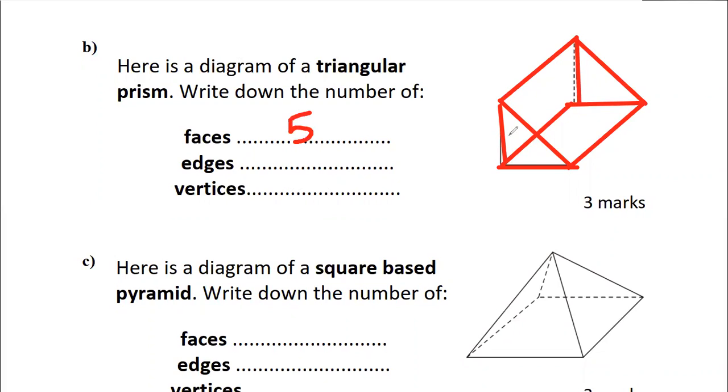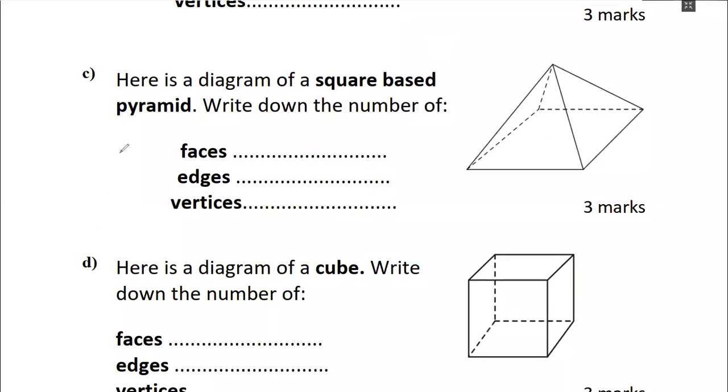How many edges does it have? If I count all of the lines which are there, 1, 2, 3, 4, 5, 6, 7, 8, 9. There are 9 edges. How many corners does it have? 1, 2, 3, 4, 5, and 6. So altogether it has 6 corners, so that's why 6 vertices.